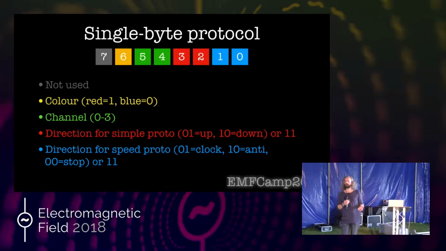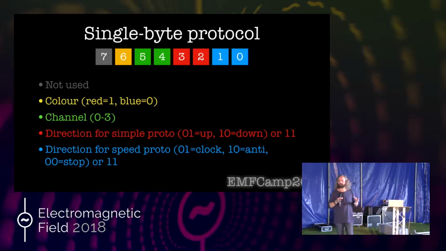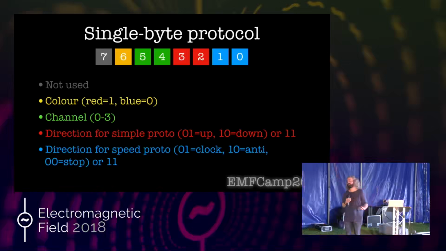And the blue bits 0 and 1 tell you, in the speed protocol, whether it's going clockwise or anti-clockwise, or it's 1-1 to say that it's a simple protocol. So basically, I've squeezed the simple protocol and the speed protocol all into a single byte, which I can just send to my Arduino. And then my Arduino makes the right Lego messages and sends them out.